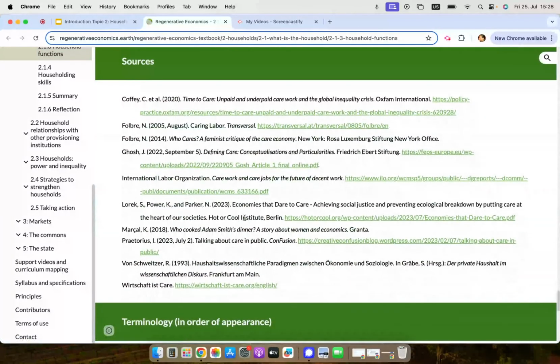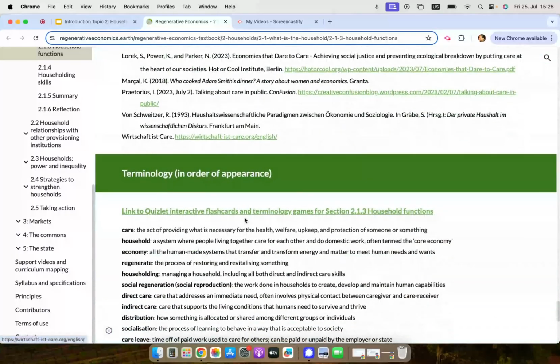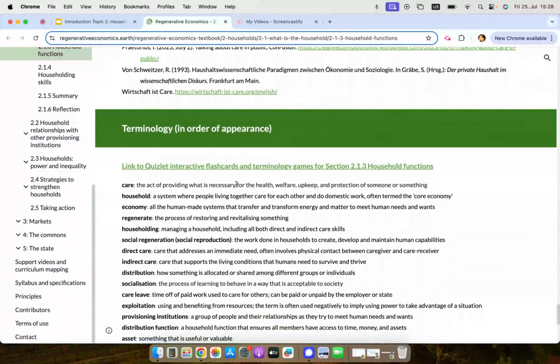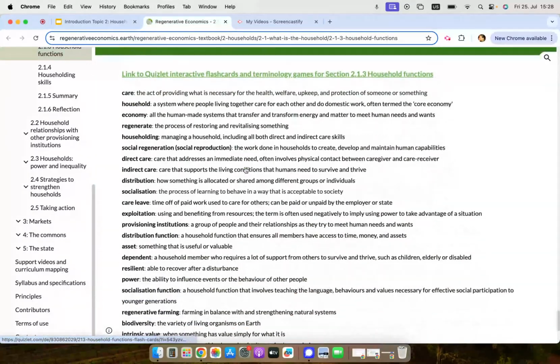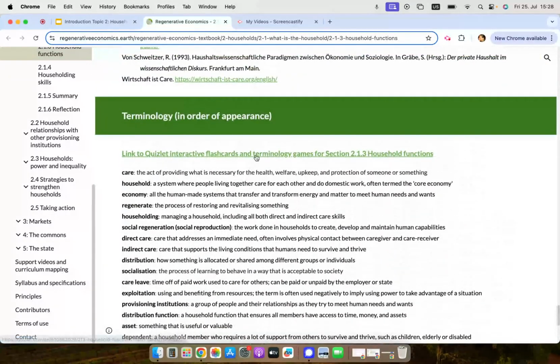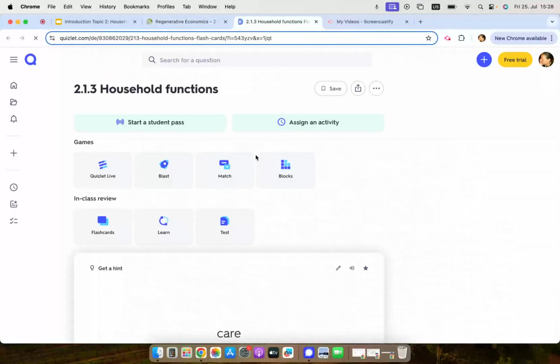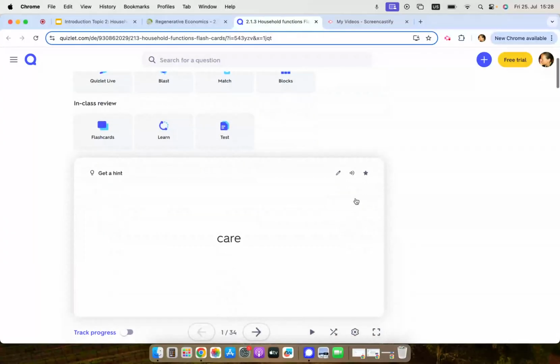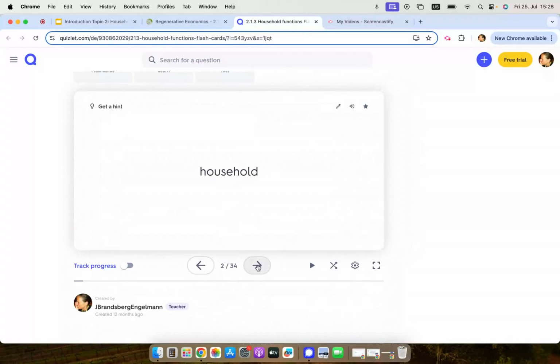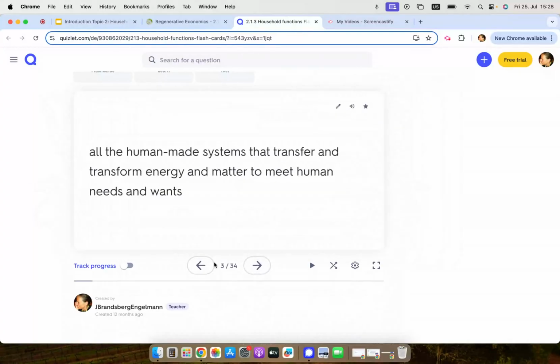We have a list of the sources that we use to write the text. And then finally, we have a list of terminology in the order of appearance here, as well as a link to Quizlet, a Quizlet list with all of those terms so that students can play games, for example, with these flashcards.